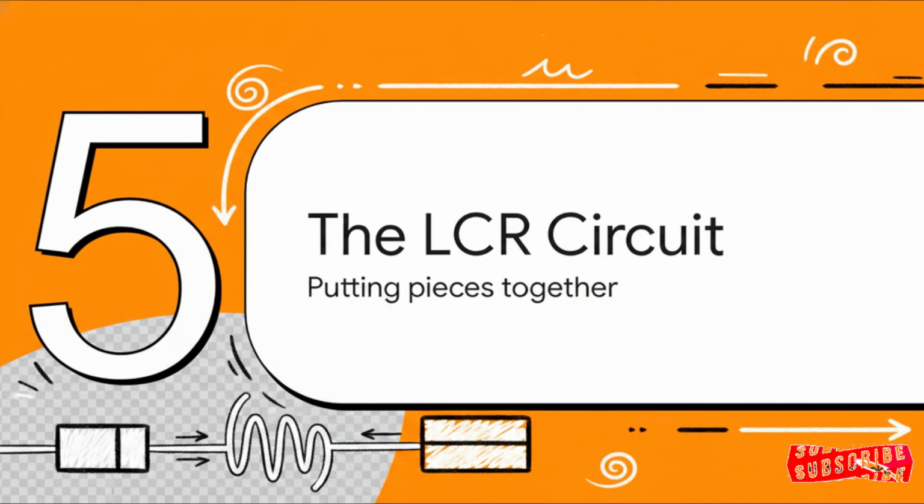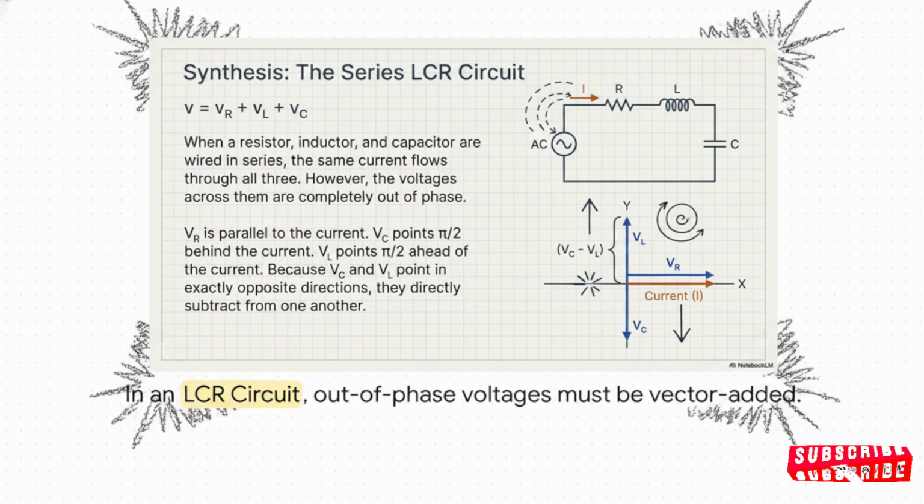What happens when we put all these pieces together? Let's find out. When a resistor, an inductor, and a capacitor are all wired together in a single sequence, a series LCR circuit, the exact same current flows through all of them. However, because we just learned they all handle phase totally differently, the voltages across them end up pointing in completely different directions. We can't just add them up like ordinary numbers. The inductor's voltage points up, the capacitor's points down, and they literally fight each other, directly subtracting from one another.